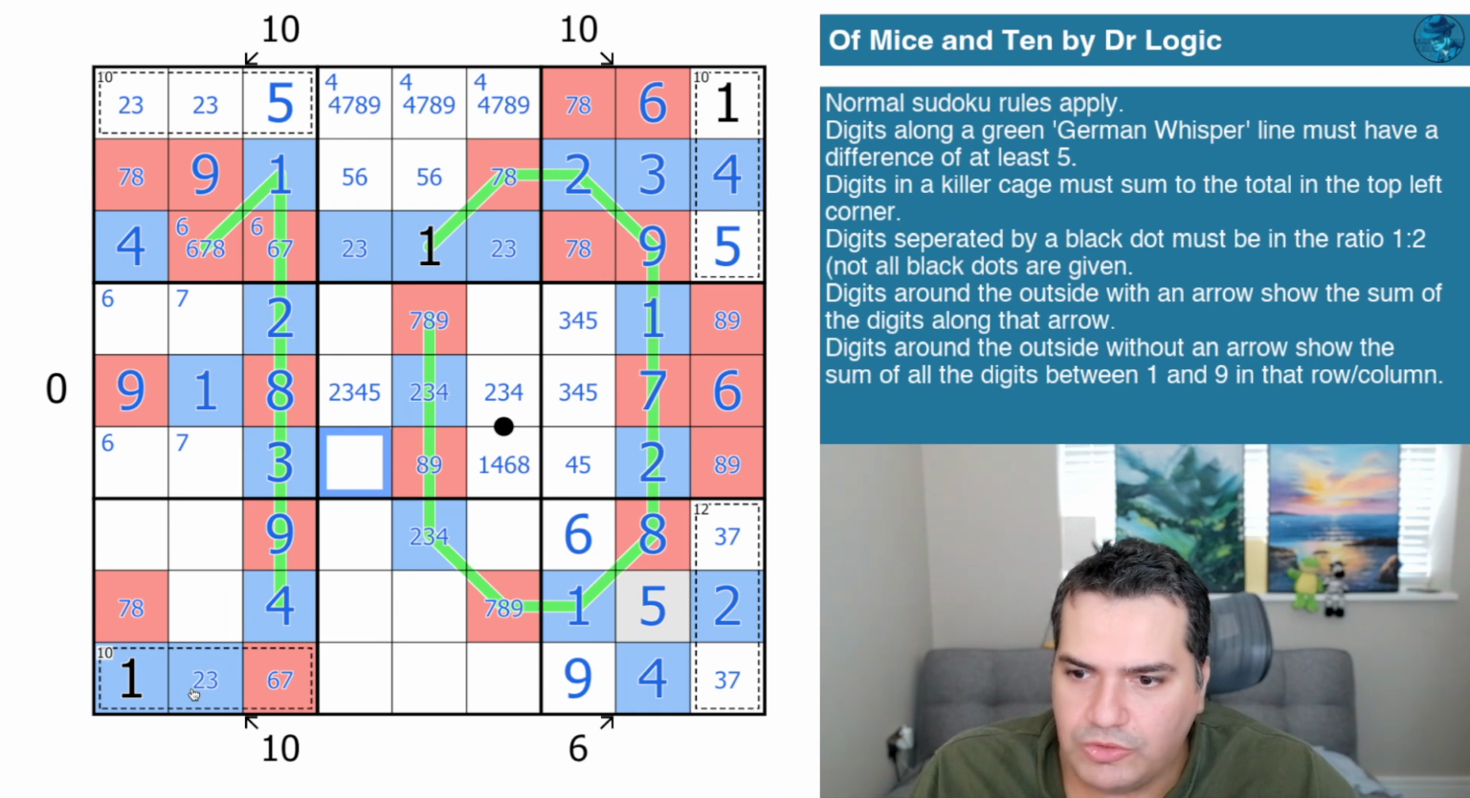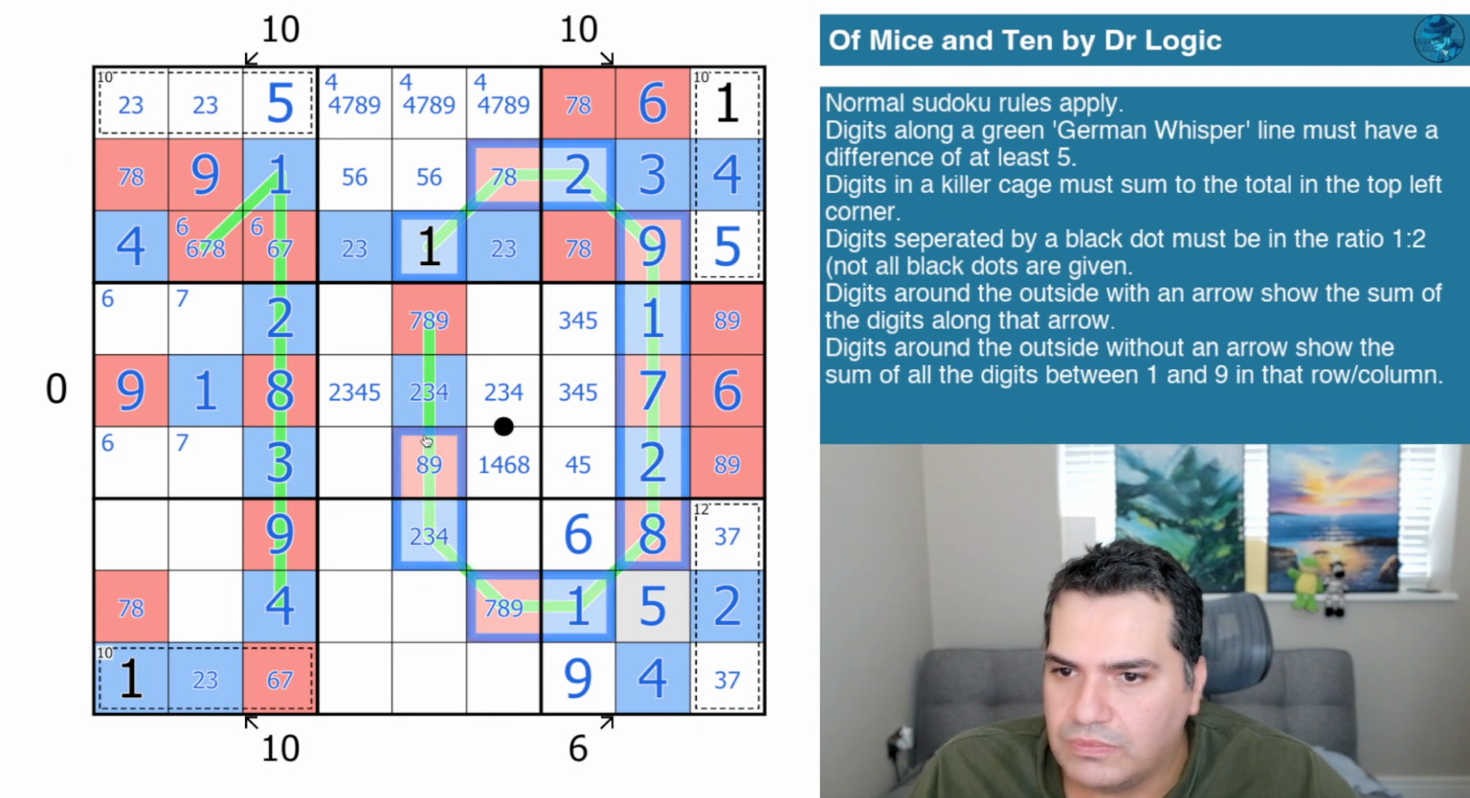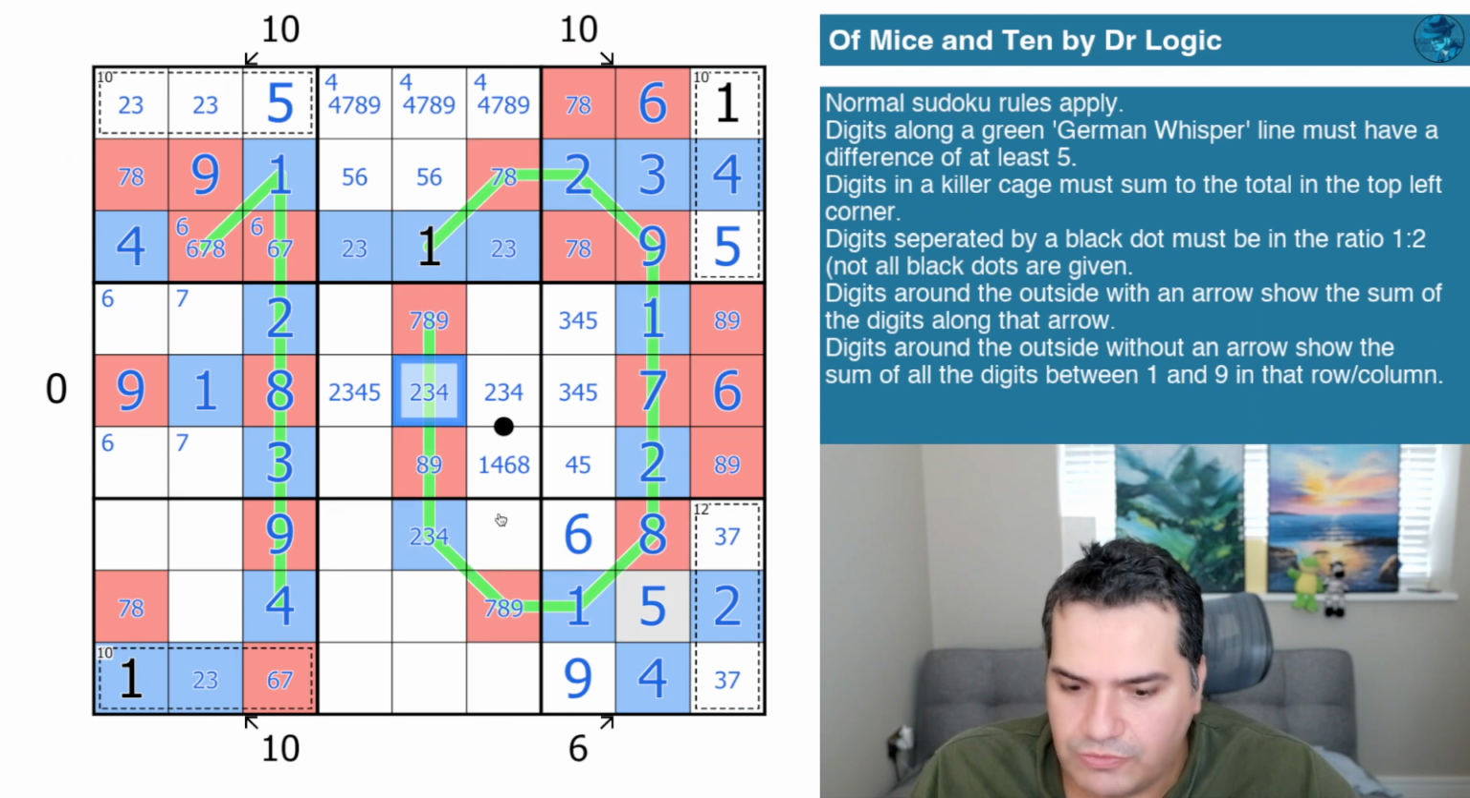So what clues have I not used yet? I've kind of used the 10s. This 10, I've used this 6, I've used this 12, I've used this 10, I've used this 10, I've used this 10, and that one. I've kind of used the German whispers to a large degree. That can't be a 4, that's just amateur, really.